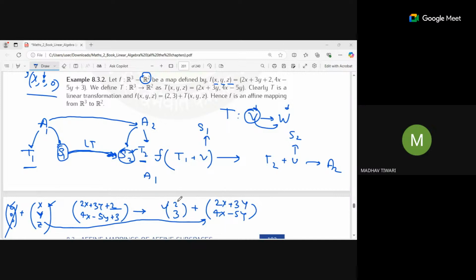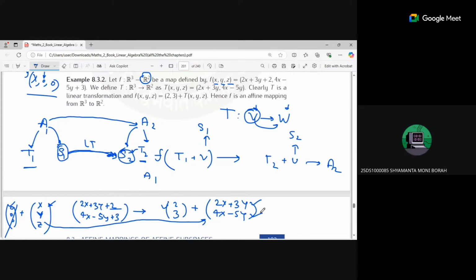We are using x and y, which are the components of it, and we are using their linear combination to get its first component as well as second component. So that's why it is a linear transformation. So yes, it is an affine mapping.